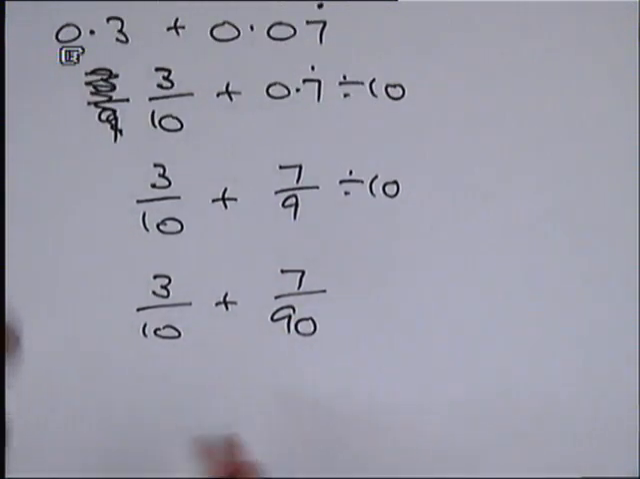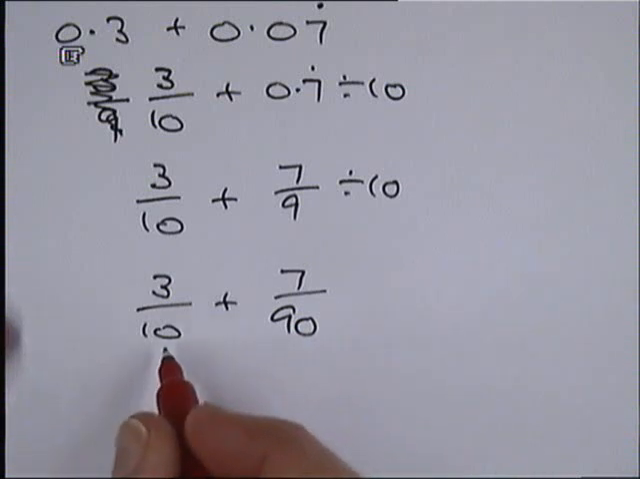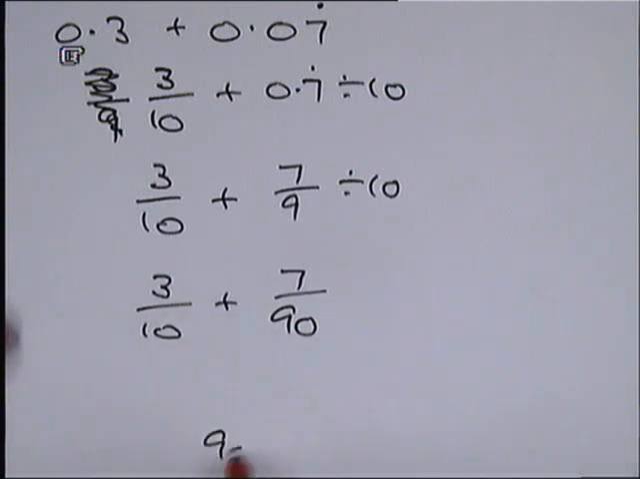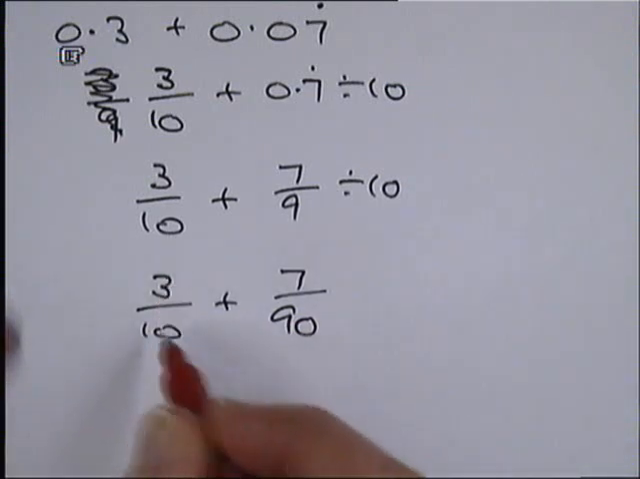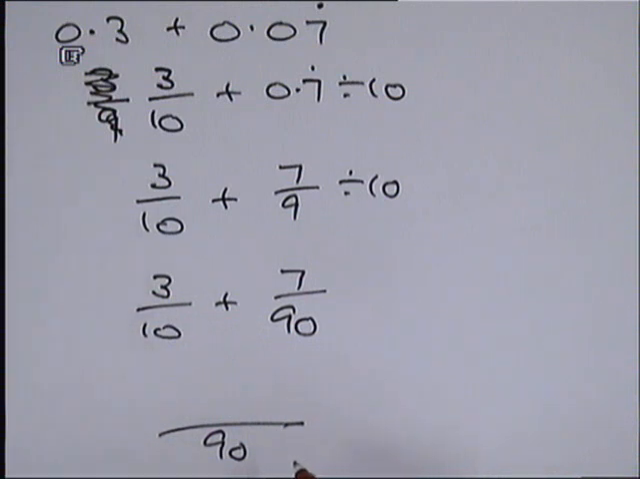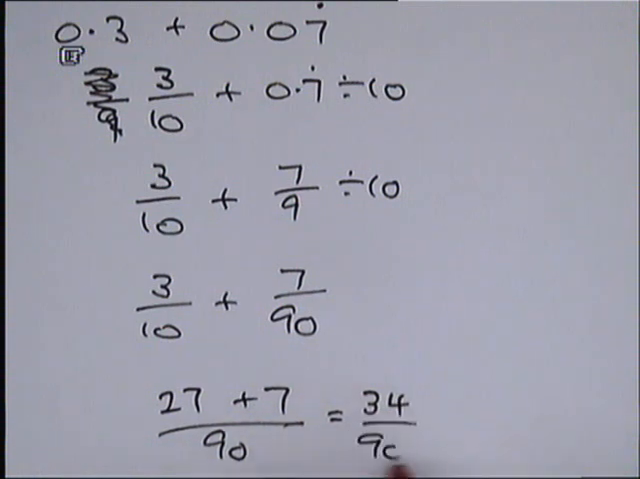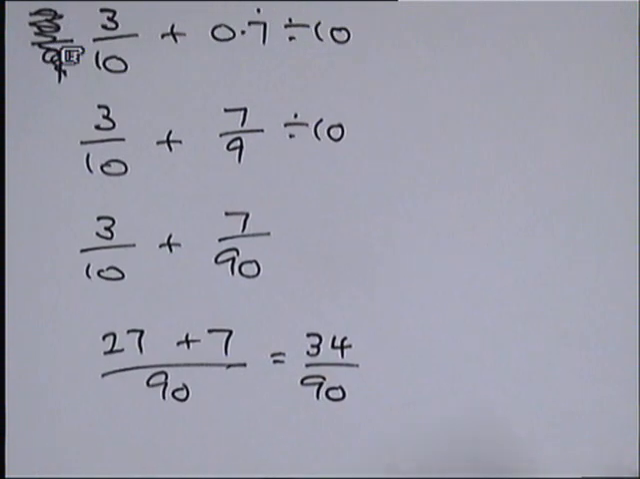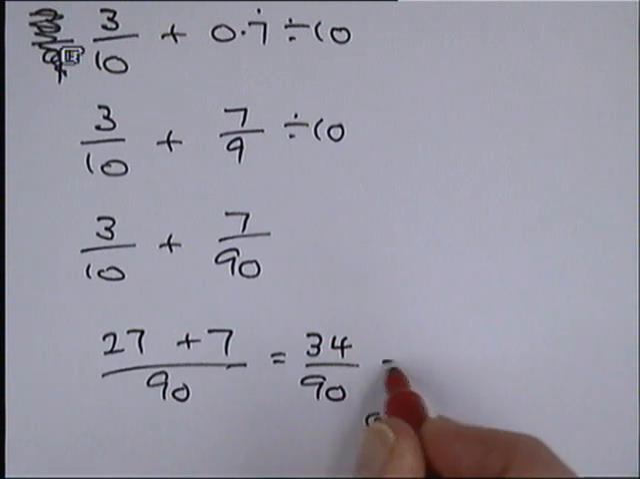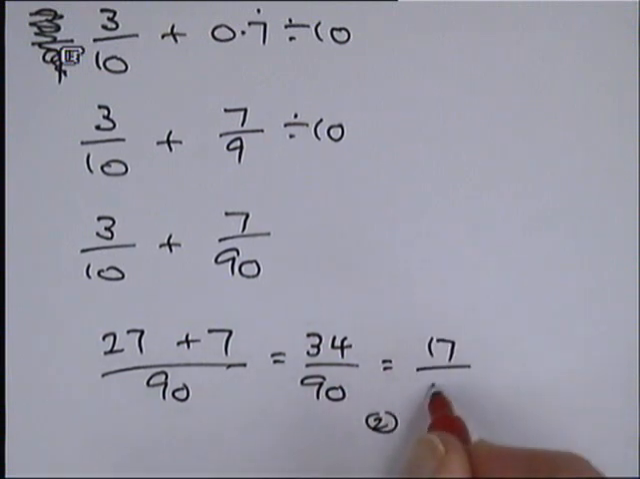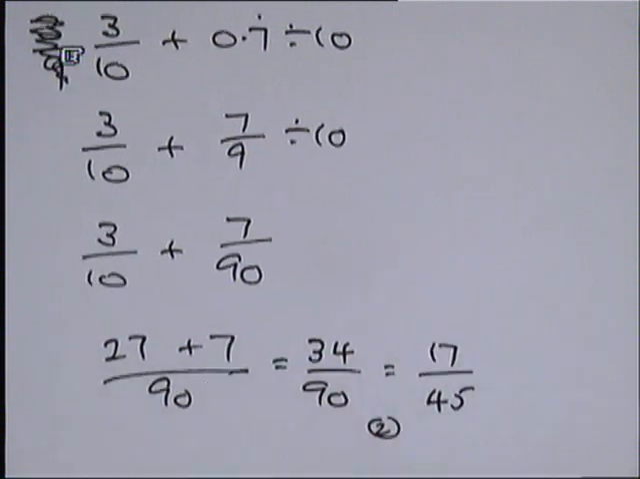So I'm adding these together, whichever way you use, I'm going to put it over the lowest common denominator, which is 90. 3/10, if I times the bottom number by 9, I need to times the top number by 9, so that's the same as 27 over 90, and my 7 over 90. If I add those together, I will get 34 over 90. If I then cancel that down, 2s go into both of those numbers, I get 17 and 45.